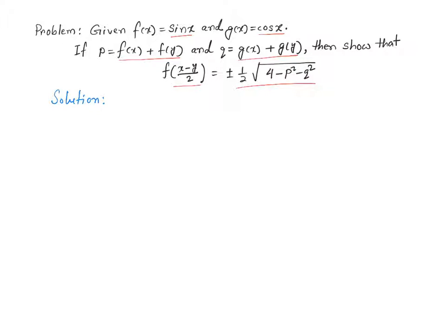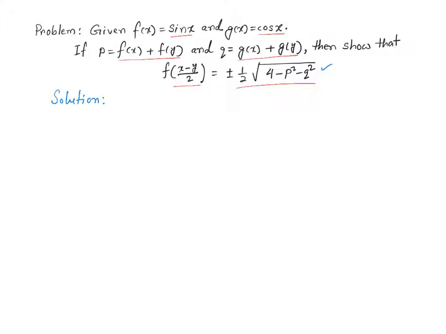The way we are going to solve this problem is this. We are going to first find the value of p and square it. Then we are going to find the value of q and square it. Then we are going to add p² and q². Then we will simplify it and come up with the desired equation, which is this one.